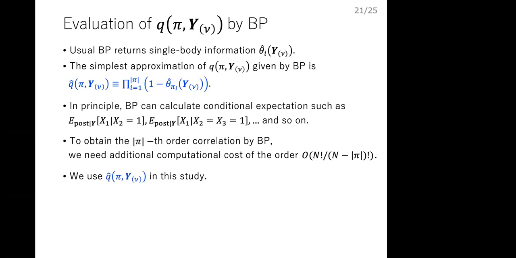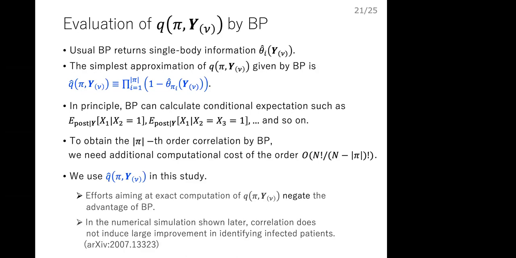In this study, we use the simplest approximation given by BP, denoted by Q hat. In the condition of numerical simulation shown later, this Q hat gives a reasonable result in terms of TP. The efforts aiming at exact computation of Q negate the advantage of BP, and in the numerical simulation shown later, the correlation does not induce large improvement in identifying infected patients. So in this talk, we concentrate on the Q hat given by the BP algorithm.